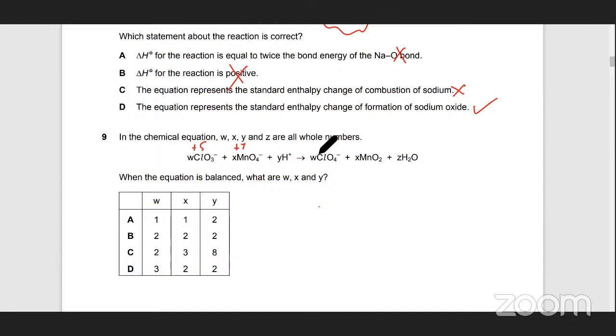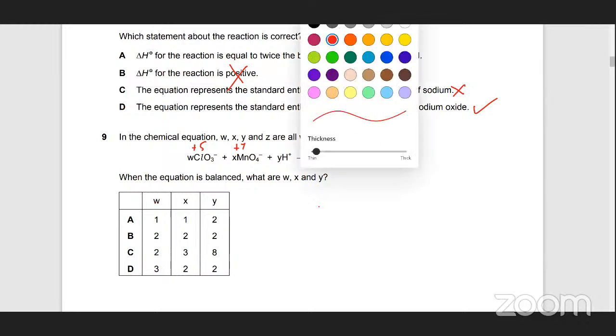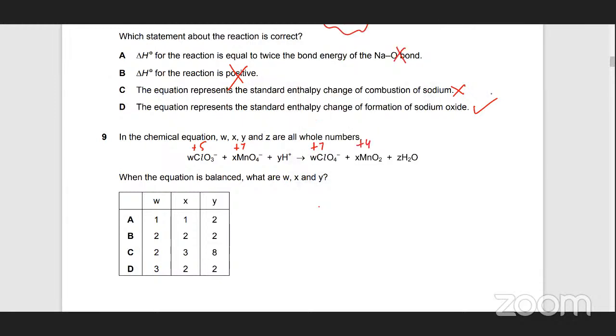Okay, any idea? Just 1 second. Okay, it's +7. So this is +7 and this one is +4. H is +1 and O is -2. So what's happening? Remember, the number of electrons gained and lost have to be made equal. This is going from +7 to +4, so that means it's gaining 3 electrons. And this is going from +4 to +7, so that means it's losing 2 electrons.